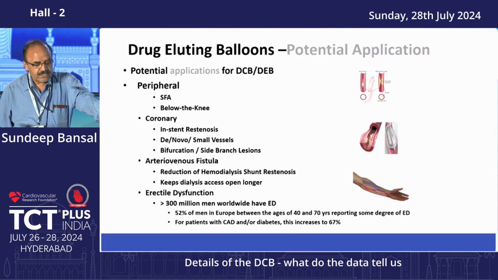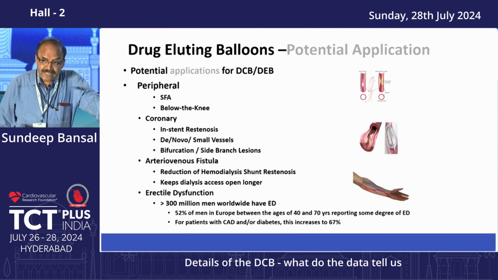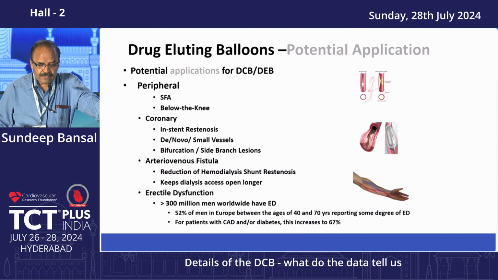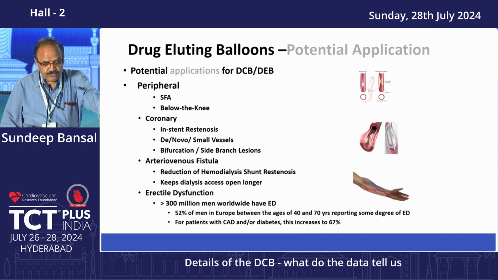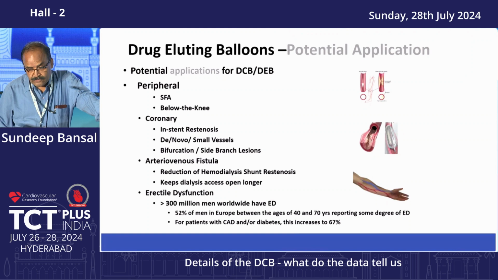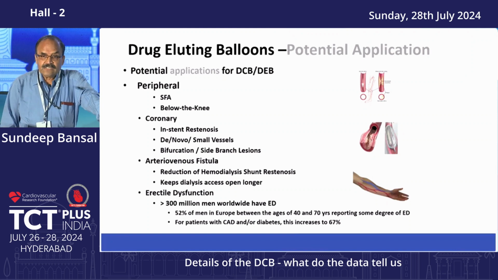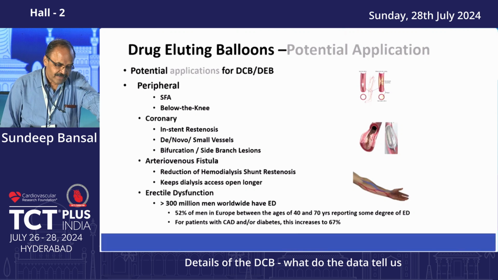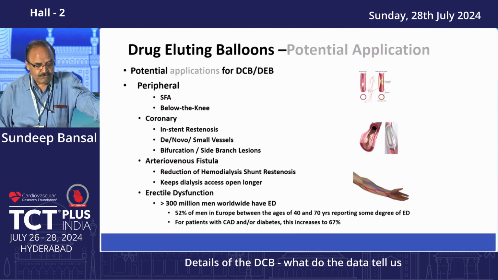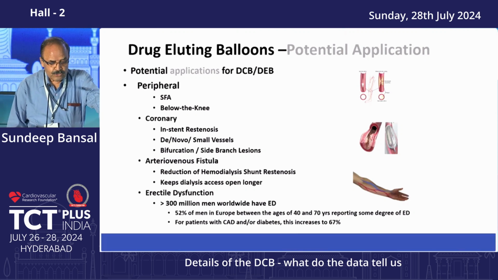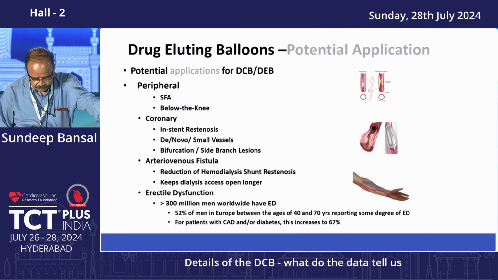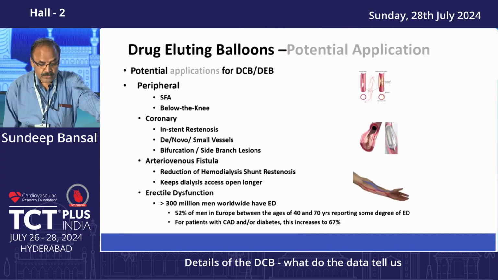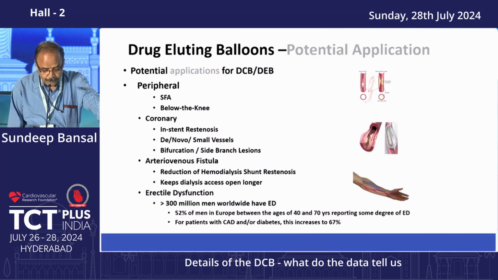So further down, there are potential applications in peripheral arterial disease. Interesting areas like using it to maintain the arteriovenous fistulas, the hemodialysis shunts. If they are going to restenose, then these have been used. For erectile dysfunction, it's a huge area and a huge number of patients wherein it can be used.